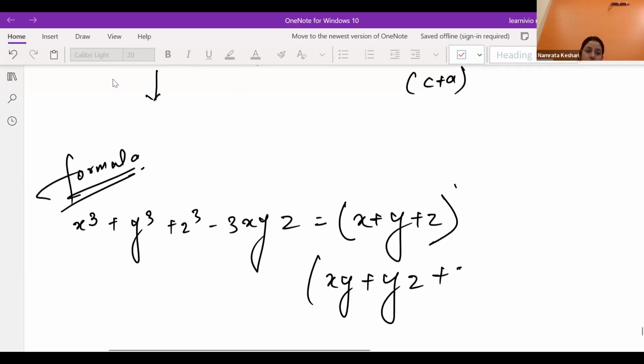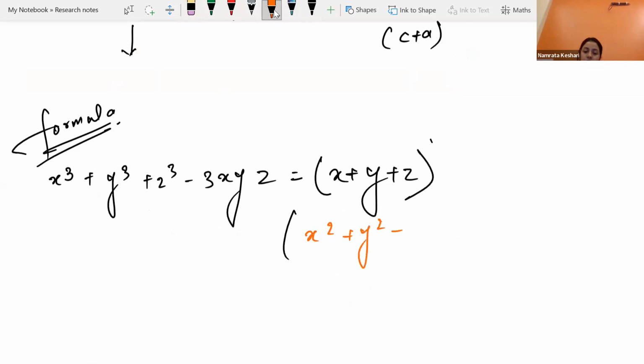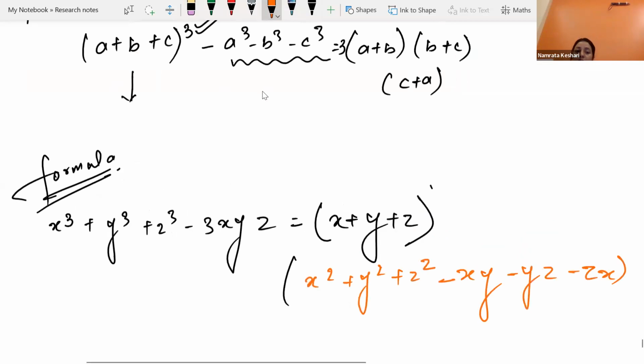Just a moment now. No, we have x plus y plus z whole square, not cube. Yes, just a moment, Tejas. x square plus y square plus z square minus xy minus yz minus zx. This formula we have discussed in our chapter, but not this one.